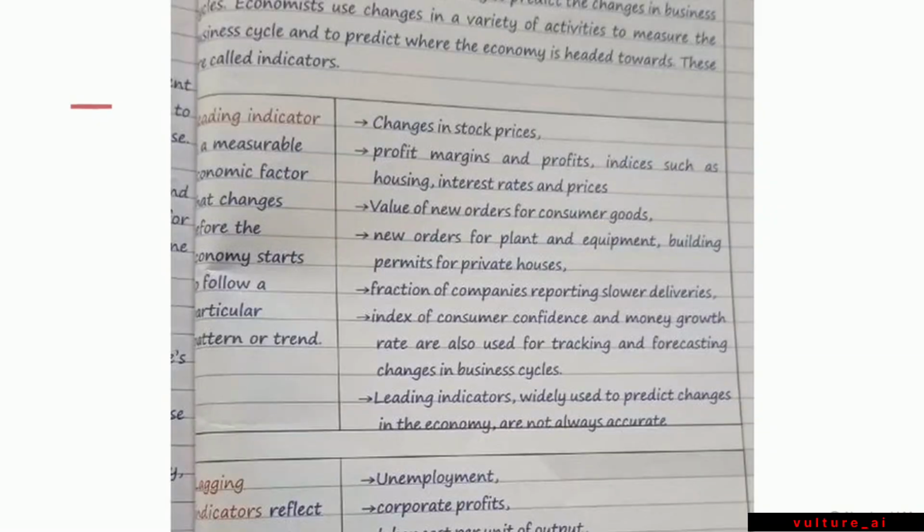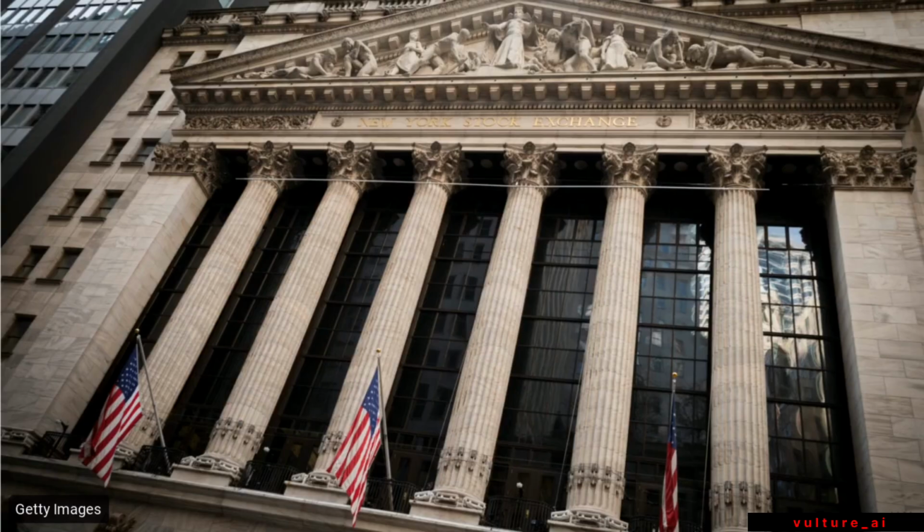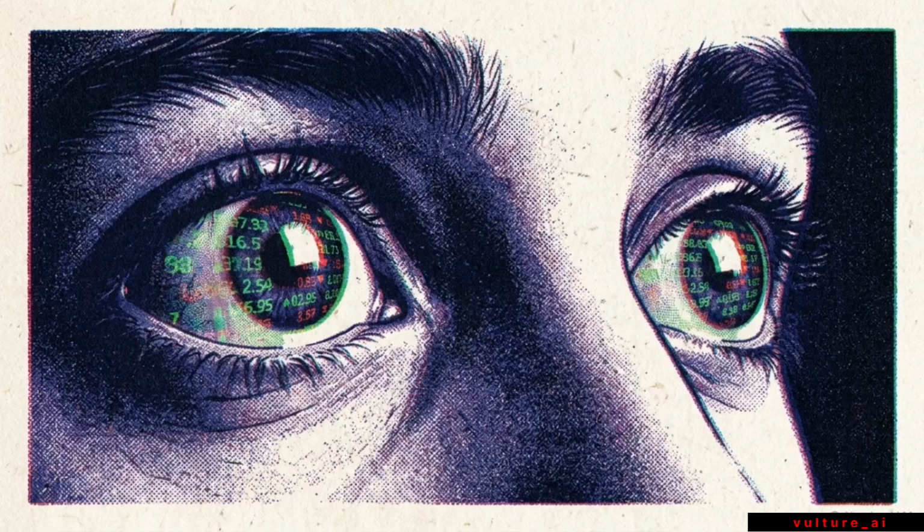This table defines leading indicators. These are measurable factors that change direction before the overall economy starts to follow a new trend. Stock prices are a primary leading indicator. Because equity markets are based on future expectations, early shifts in stock prices or new orders for capital goods often signal a change in the business cycle months in advance.